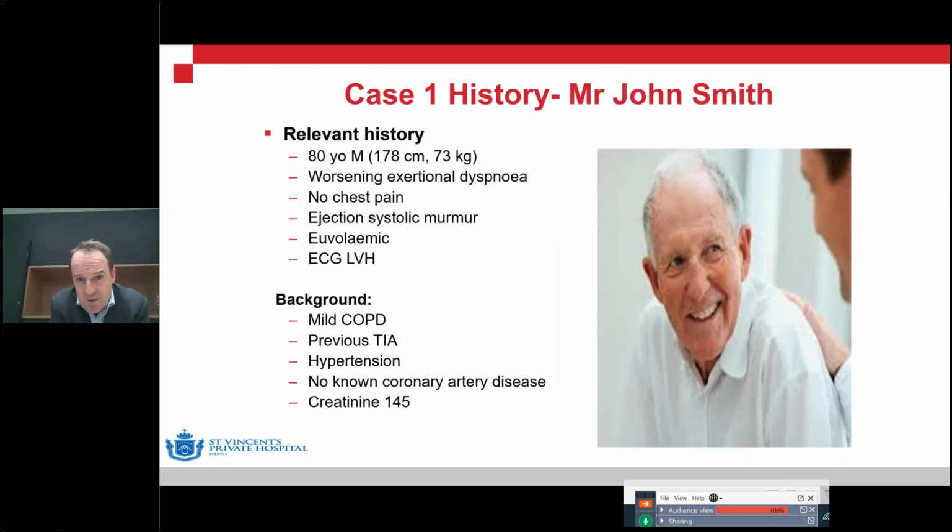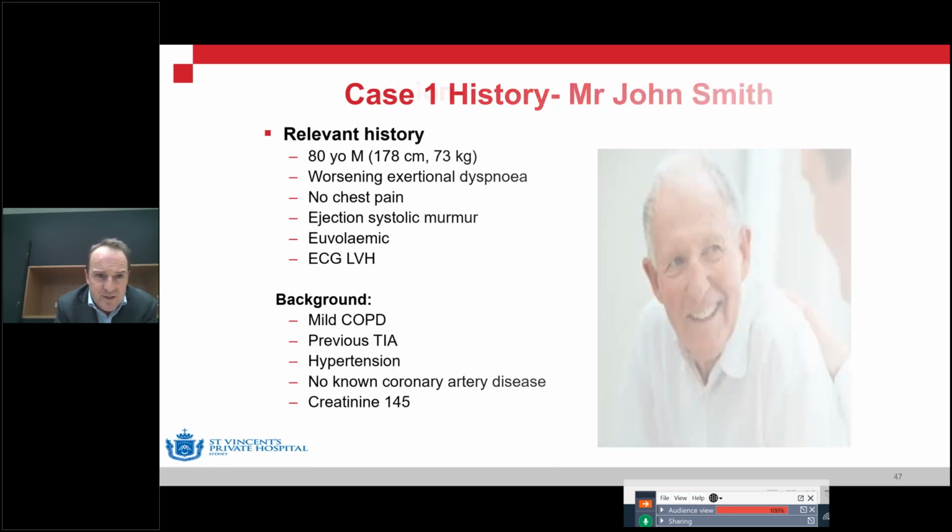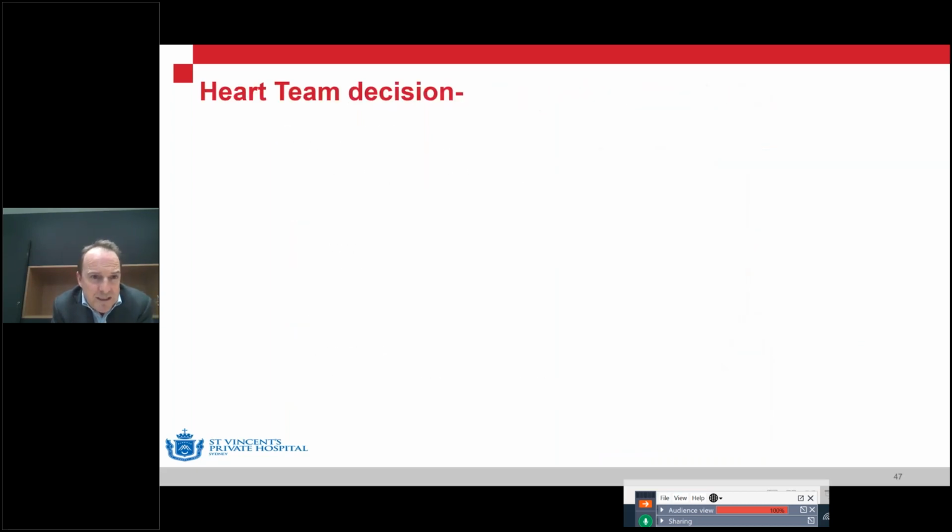So I'm going to come back to our first case that I showed you. This is this patient, John Smith. He's 80 years old, number of comorbidities, as I mentioned, and this is sort of the patient journey. He would come in for a heart team decision and discussion, and in this case, because of his age and comorbidities, that decision was that he should have a TAVI.